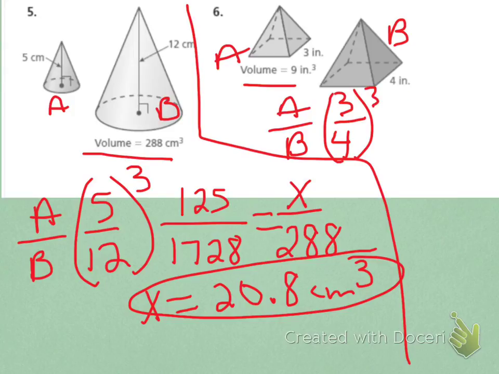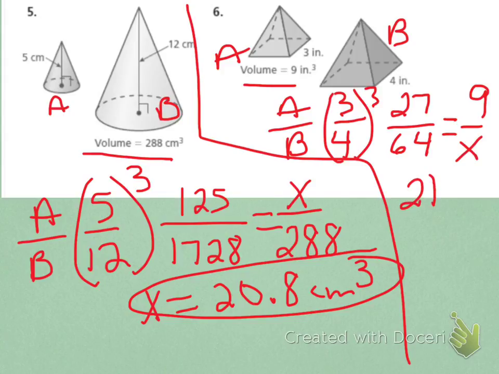So 3 cubed is 27. 4 cubed is 64. I'm given the first volume, so it's 9 over x. Cross multiply, divide, I get 21.3 inches cubed.